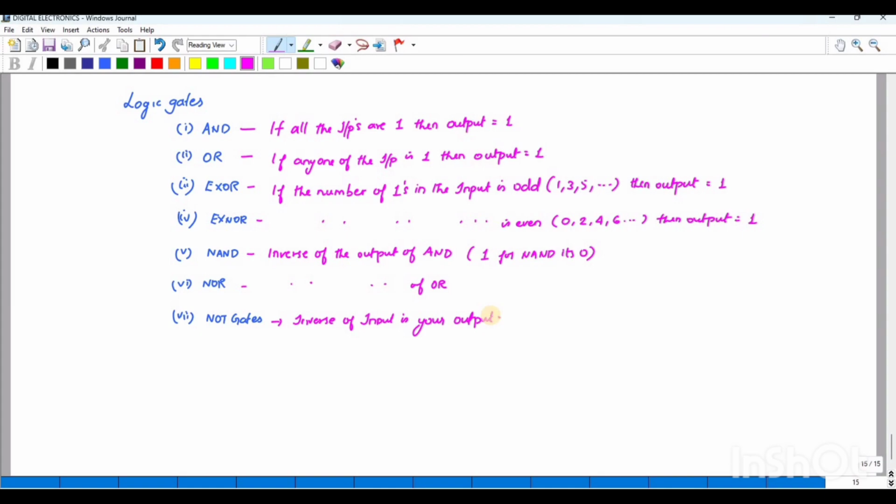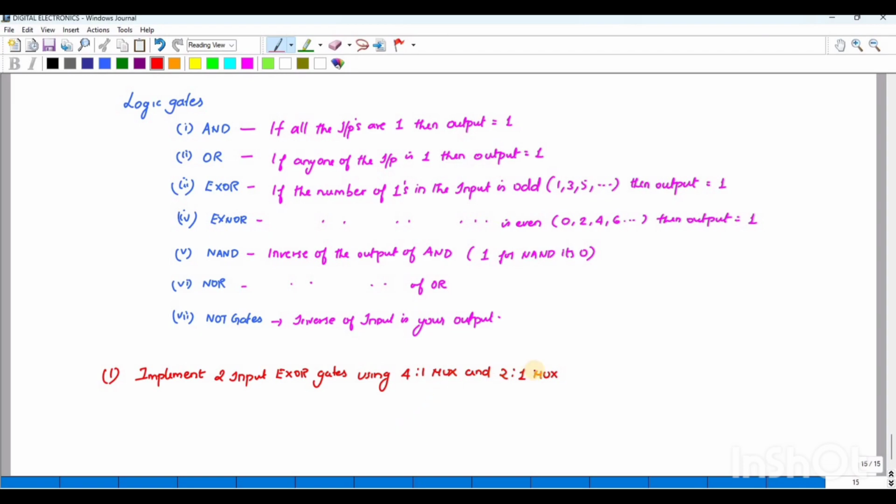Okay. So suppose consider if I want to implement XOR gate. Okay. So the question is: implement two input XOR gate using 4:1 MUX and 2:1 MUX. Okay, so this is your question.